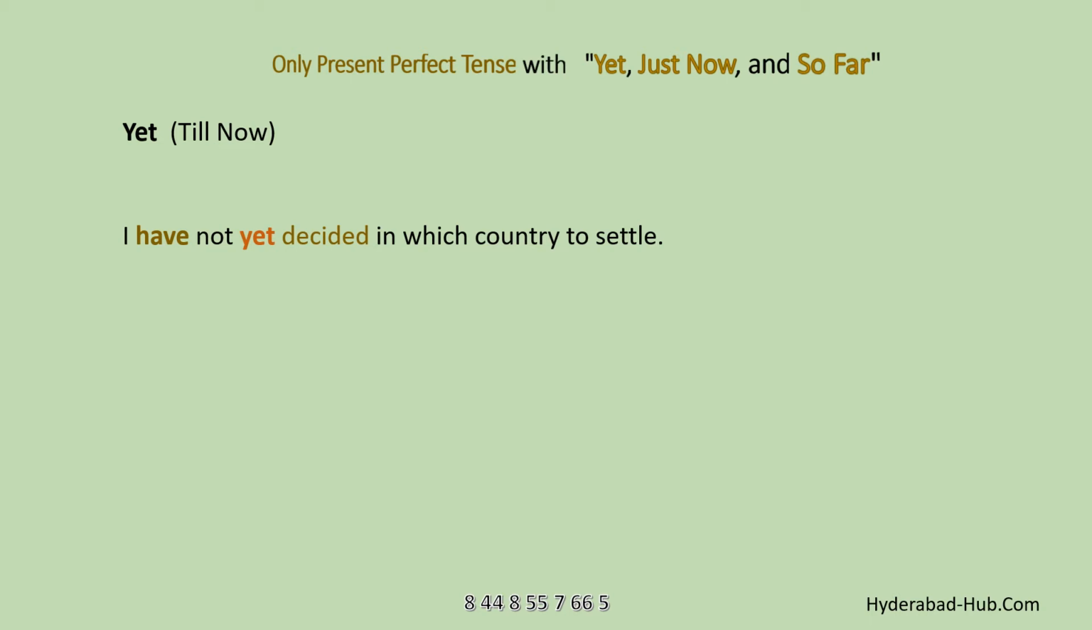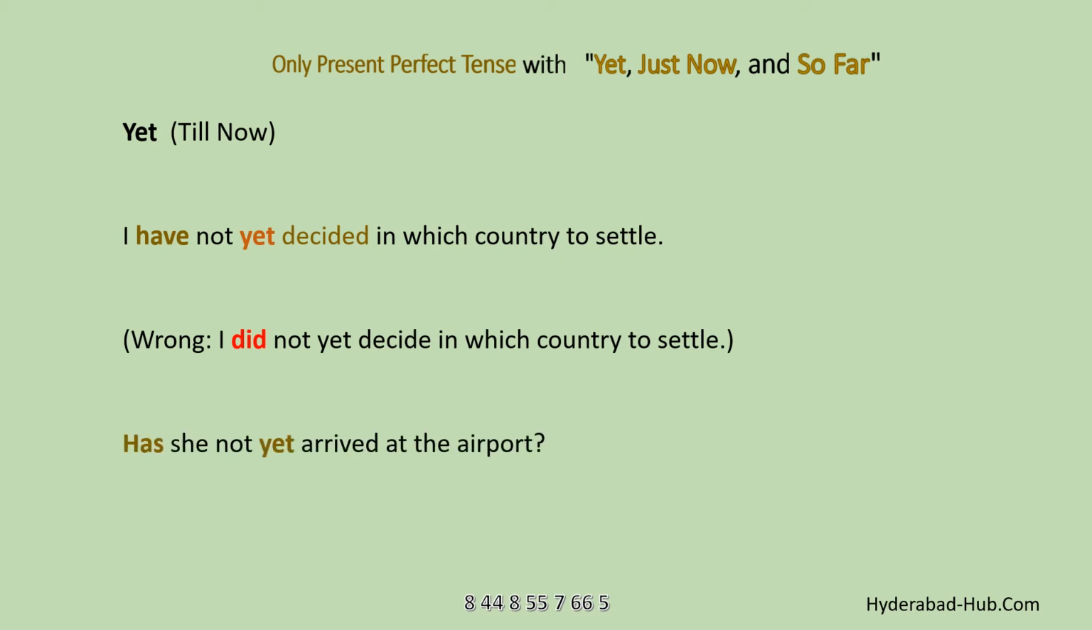For example, I have not yet decided in which country to settle. It would be wrong to say, I did not yet decide in which country to settle. Let us see one more example. Has she not yet arrived at the airport? It would be wrong to say, did she not yet arrive at the airport?